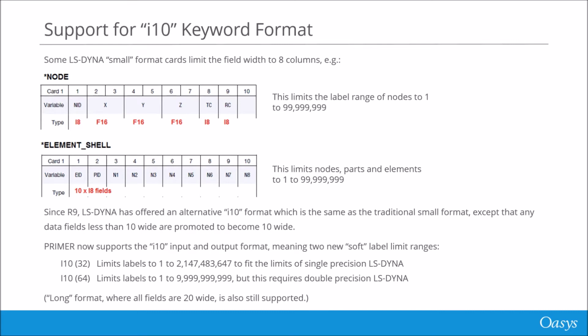So Primer now supports I10 format in input and output, meaning 2 new soft label limit ranges. So I10, when you're running in single precision DYNA, limits labels from 1 to just over 2 billion. And then I10 64, so that's double precision LS-DYNA, limits labels from 1 to essentially 10 billion. Note that long format, where all fields are 20 columns wide, is also still supported.